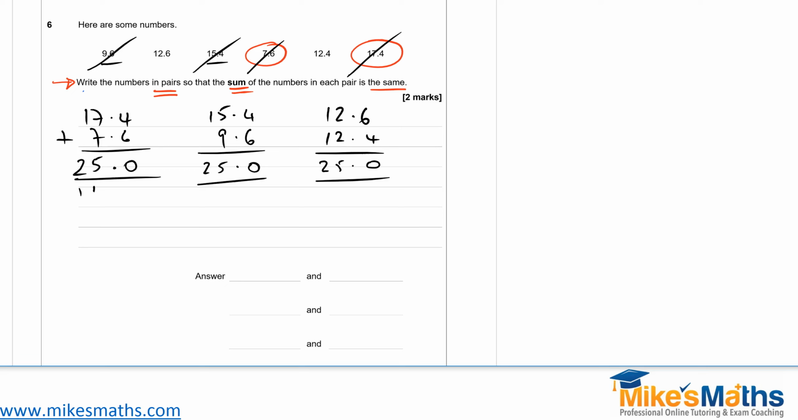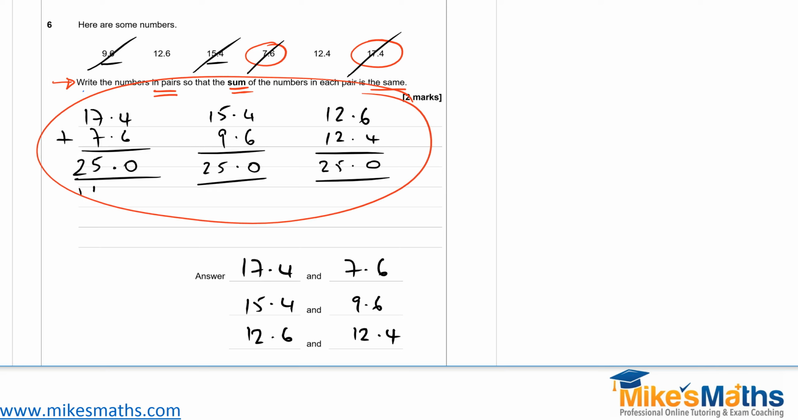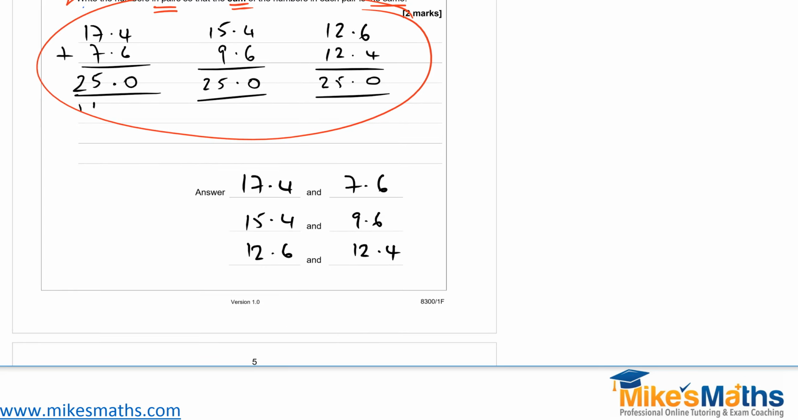All right, so we know we've got our correct answer now, but make sure that we present it properly. 17.4 goes with 7.6, 15.4 goes with 9.6, and 12.6 goes with 12.4. Do you see how we did that? We were pretty careful, weren't we? A little bit of thinking, and we've shown our working. It's good that we've shown our working. It's all there for the examiner to see what we've done.